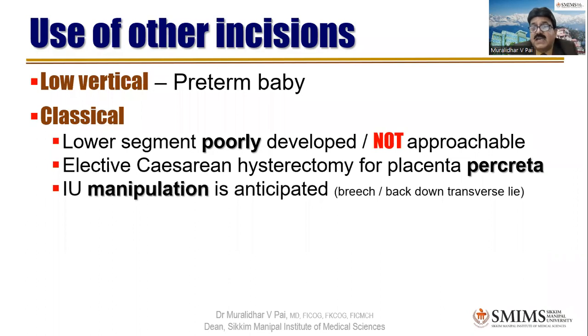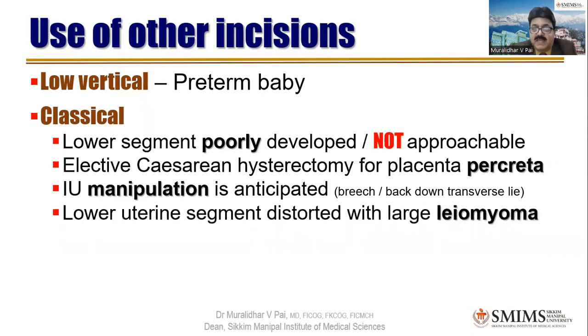Intrauterine manipulation is anticipated. Suppose it's a breech, or the transverse lie with the back down. It's very difficult. If the transverse lie back is superior, we can put the hand inside, catch hold of the feet of the baby. I always say it's easier to pull somebody else's leg, isn't it? So catch hold of the feet and do the internal podalic version and breech extraction. But if the back is inferior, back down, then it is very difficult. You have to really put your hand inside to deliver the baby. So that is where classical section becomes handy.